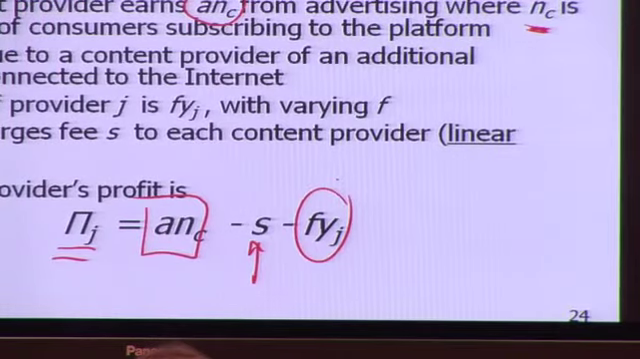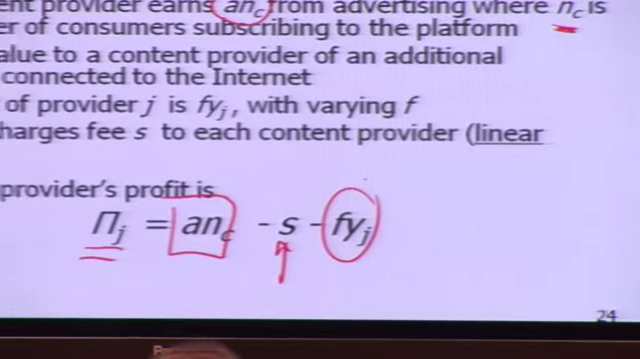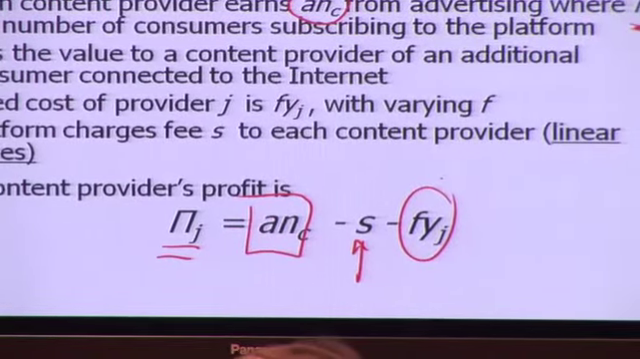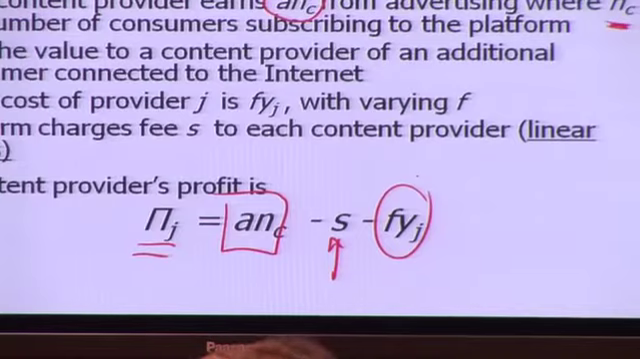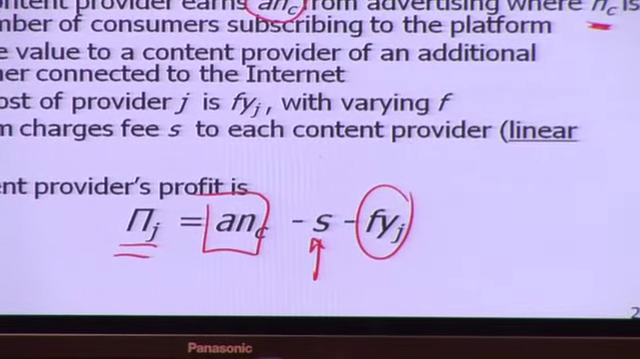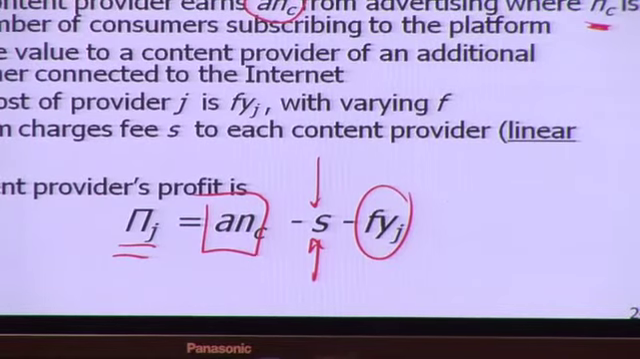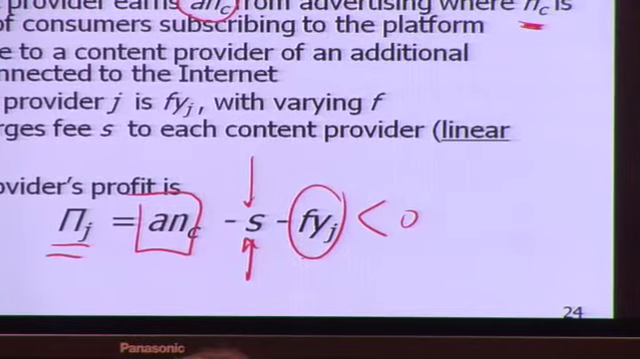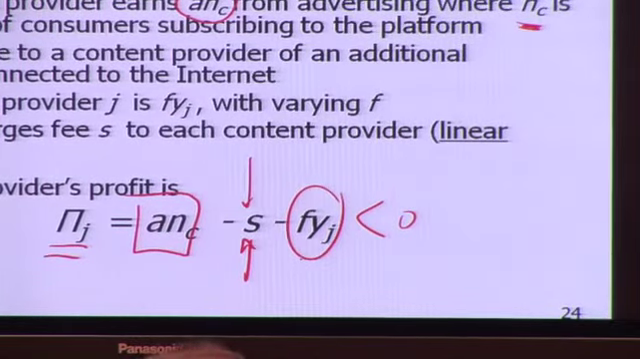But these fixed costs vary across providers, and this is important for me because I want to be able to, under some circumstances, make some providers go out of business. So, for example, if this fee becomes very high, then some of these providers are going to go out of business because their profits are going to be less than zero. You understand?